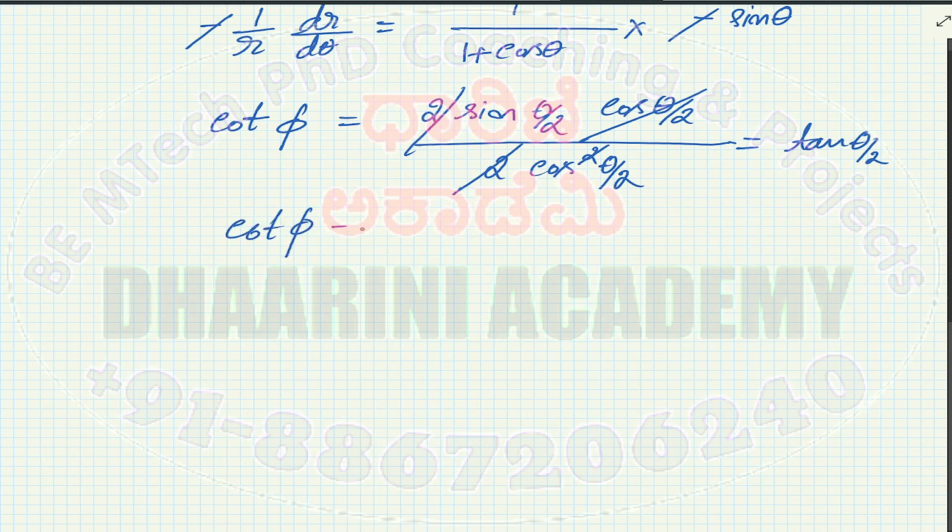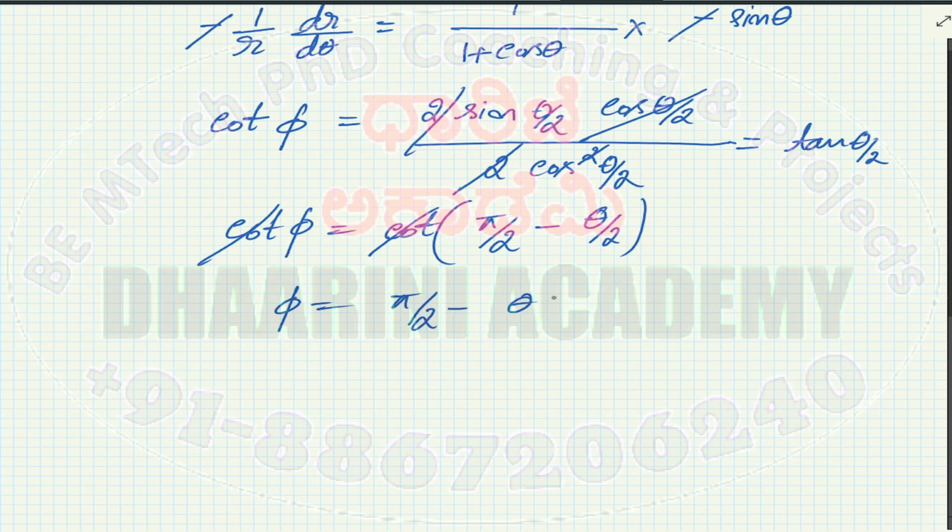This is cot phi is equal to... I want to change the right hand side tan function into a cot function, and they have the same sign indicating that it should be in the first quadrant. So first quadrant means it is 90 minus theta. So this has to be cot of 90, which is pi by 2, minus that angle. So this is theta by 2. Both sides I have cot, I can cancel cot. So phi is equal to pi by 2 minus theta by 2. This is my first conclusion about the given data.